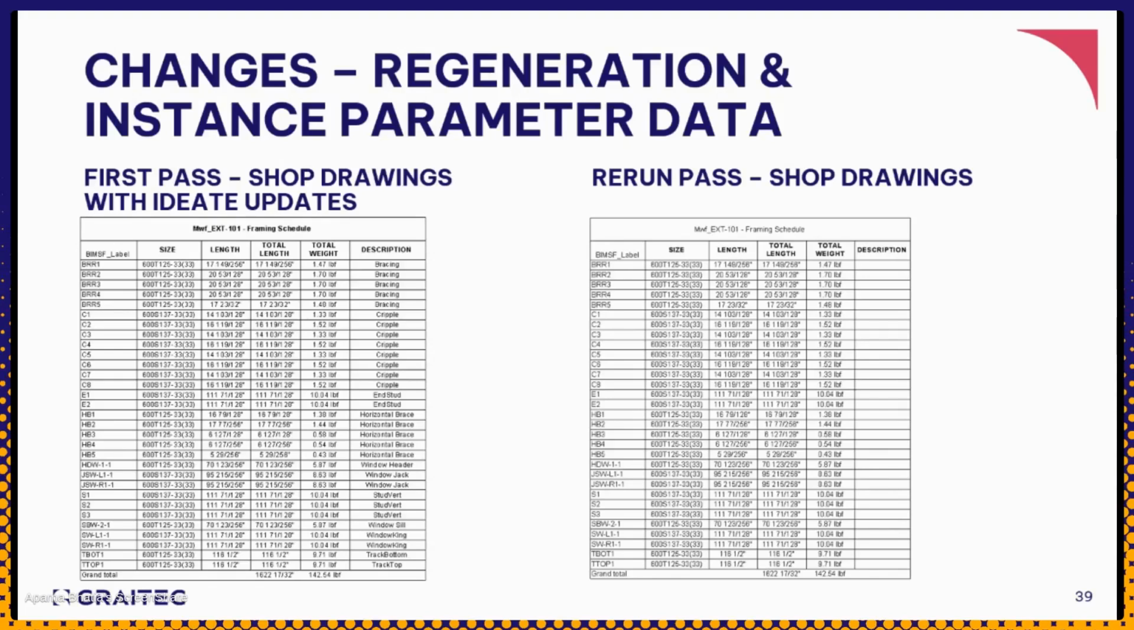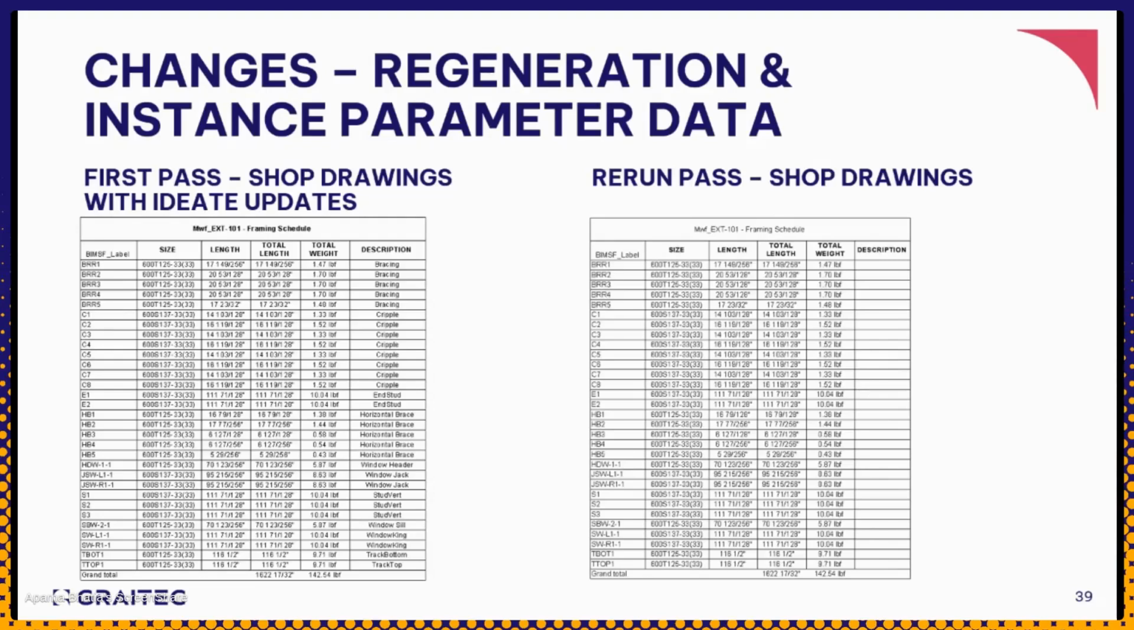So using Ideate in the first pass, we were able to put in descriptions for our members, on the left side, you can see. But after we made some changes to this panel specifically, we had to regenerate the panel and then regenerate the shop. Because of that, we ended up losing some data in our schedules. Using BIMLink, we were able to quickly import that schedule back, and it automatically read the list of data and repopulated the data back into the elements.